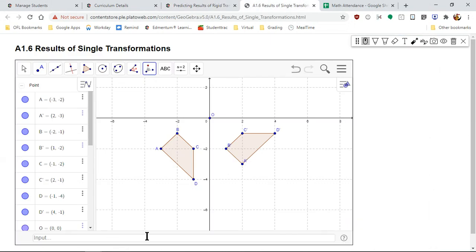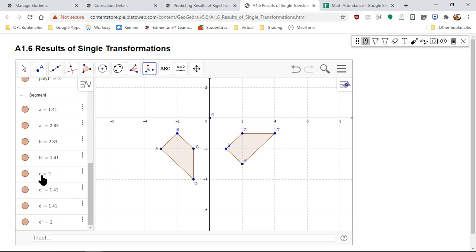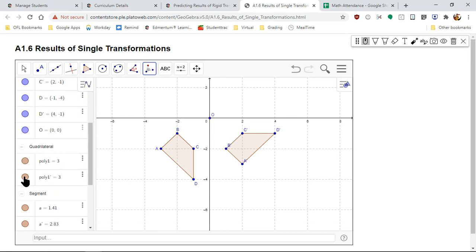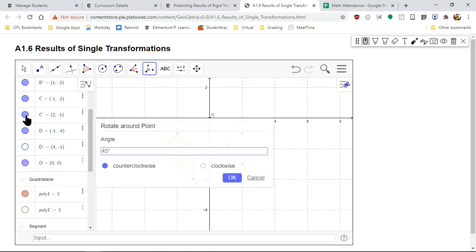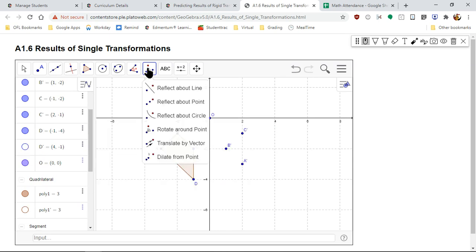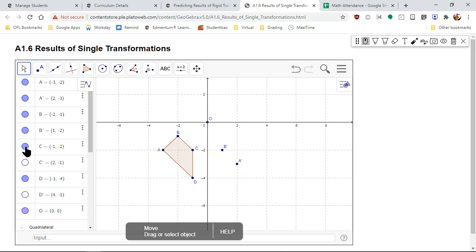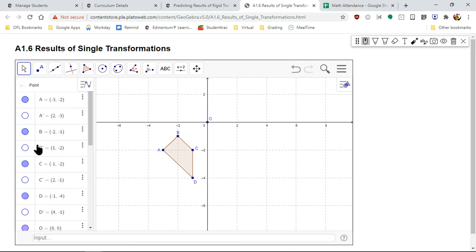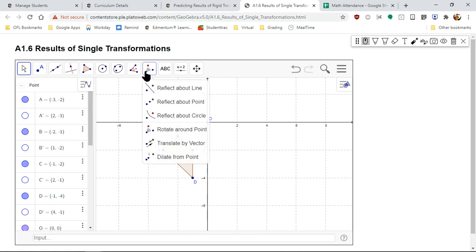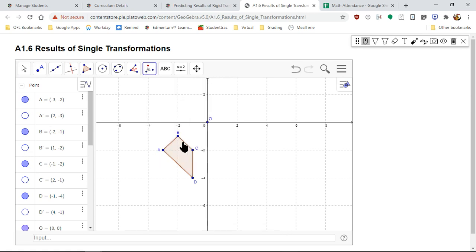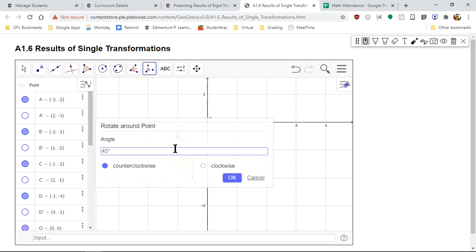And now we want to rotate 180. So again, I'm going to hide my polygon. If I want to hide my points, I can. Oh, no, I don't want to rotate. So hide my polygon, hide my extra points if I want to. If you don't, that's fine too. I'm just doing this because I want to make sure I'm rotating the right shape. So I'm going to rotate about this point, and I want to rotate 180 now.